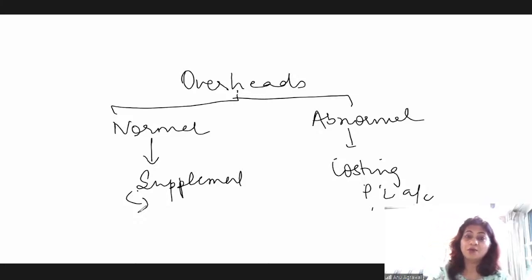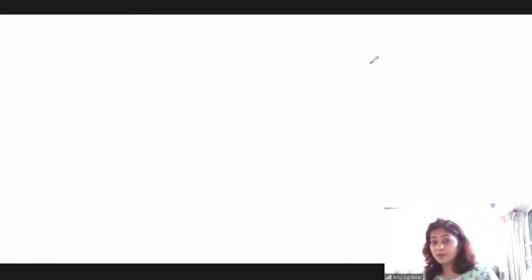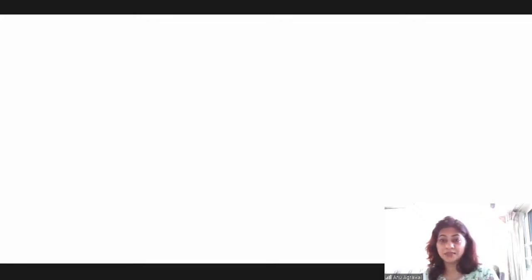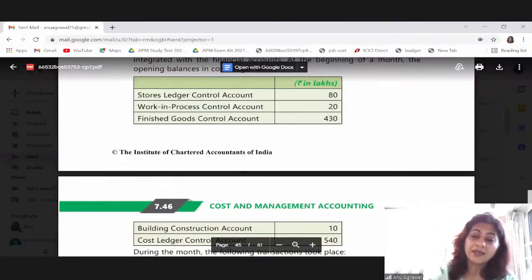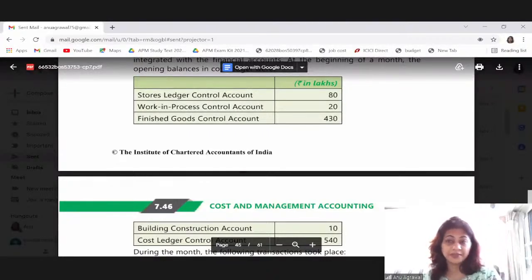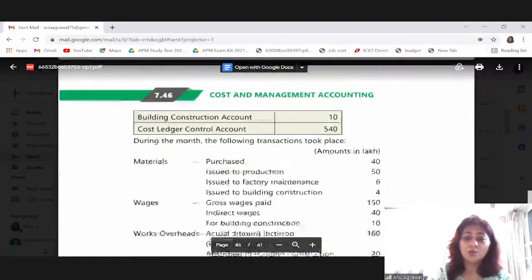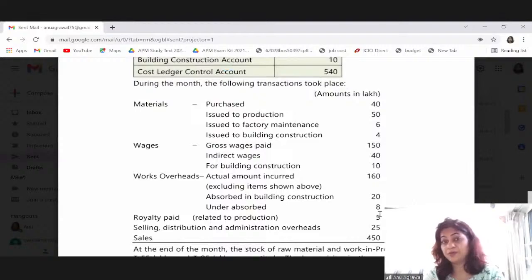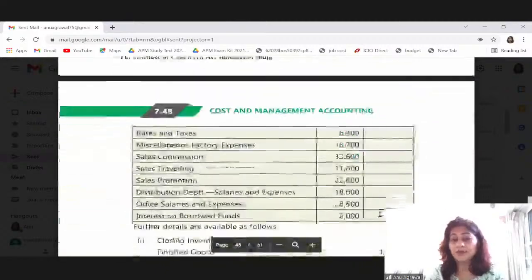Now, here in the question, they have not given me any reason for under and over absorption. But there is no balance as far as expense accounts are concerned. That means any kind of under and over absorption needs to be treated as abnormal and put into costing P&L. So this is the logic why, when there is an under absorption, the institute would have put it into costing P&L account. Okay. Now we can actually go and look into the answer.